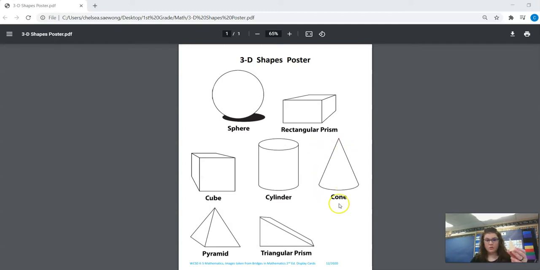We have our cone, which is our ice cream cone. We have our pyramid, which is like our triangle, but it has lots of triangles. And then we have our triangular prism. So let's look at the difference. A pyramid looks like a triangle, but so does our triangular prism. What's the difference? The difference is the size. So a pyramid, all of the sides are the same, whereas a triangular prism, the sides are all different.